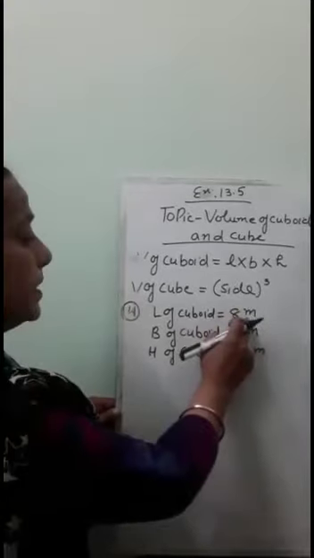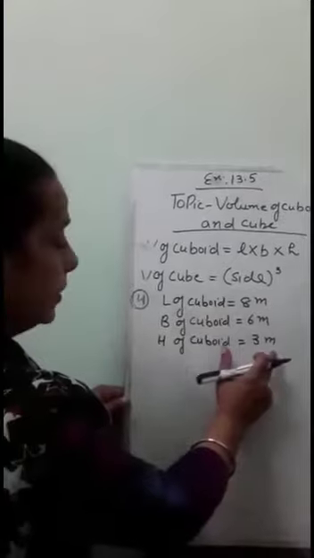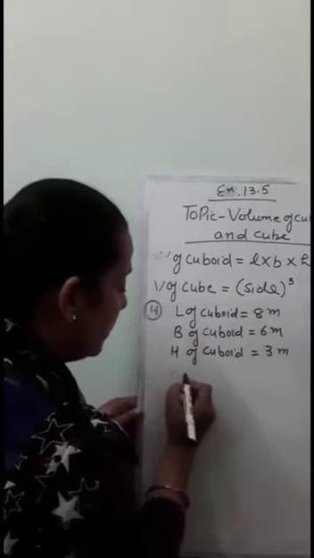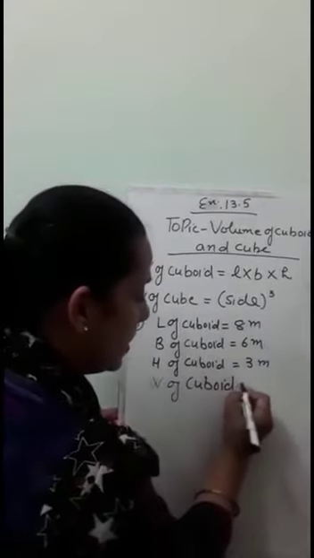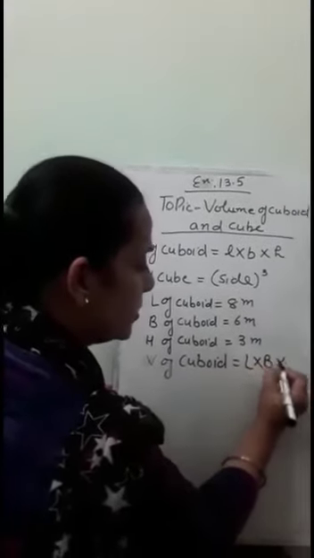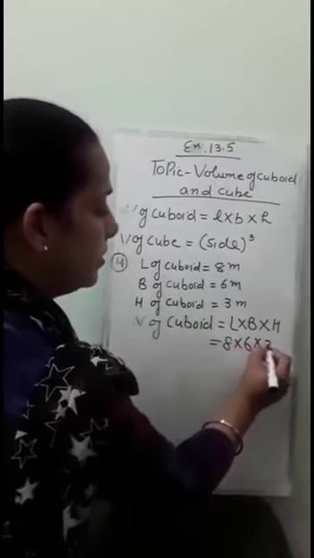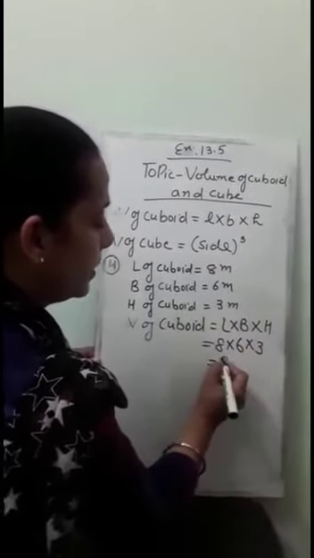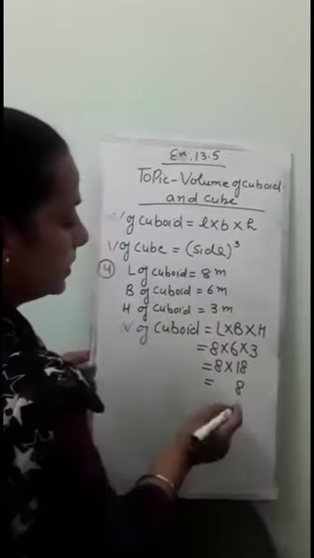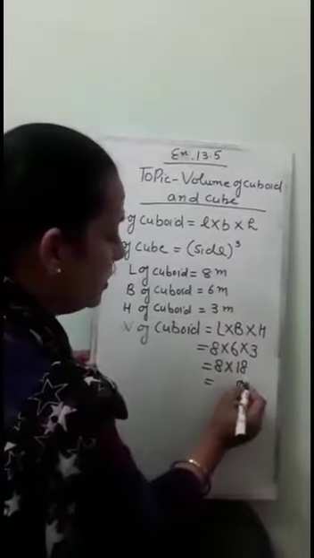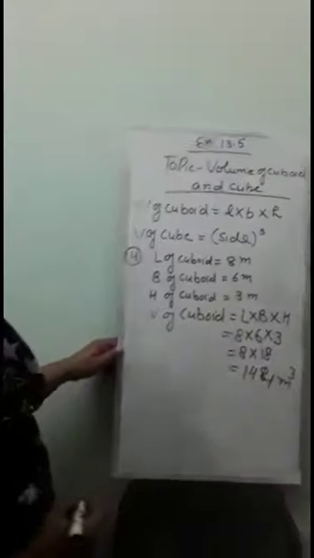So it is 8 meter. Breadth of cuboid is 6 meter. Height of cuboid is 3 meter. We need to find the volume of cuboid. Volume of cuboid is L into B into H. This is 8 into 6 into 3. It will be 8 into 18. This is 144 meter cube. This is the volume of cuboid.